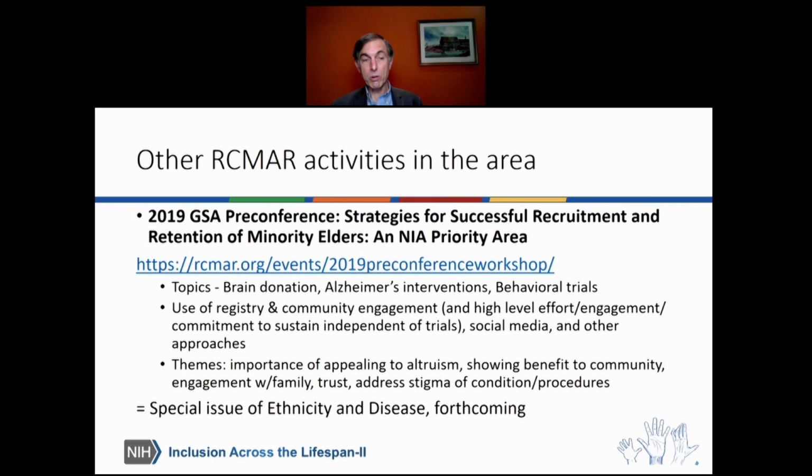So, more recent research on recruitment and retention for older adults. Some of the topics included sensitive areas such as brain donation, interventions for Alzheimer's disease, which is a stigmatized condition, and behavioral trials, and suggested things such as registries, community engagement, and making sure that you show benefit to the community and engage family.